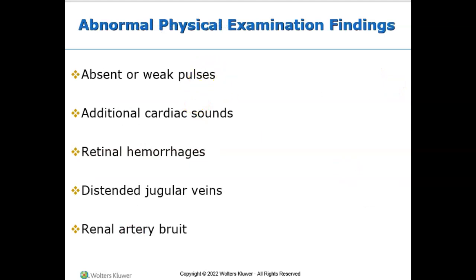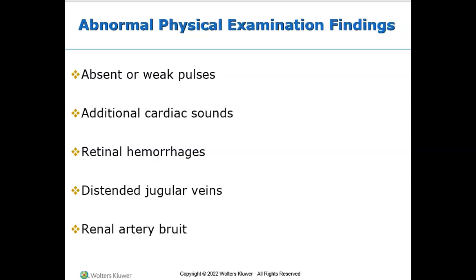So here's some abnormal physical examination findings. We've talked about it a little bit. Absent or weak pulses. What does that indicate? Poor peripheral vascular system. So damage to the vascular system. Additional cardiac sounds. So you got too much fluid in there, or your valves are not working right. Something's happening in there. Or you've got an electrical issue.